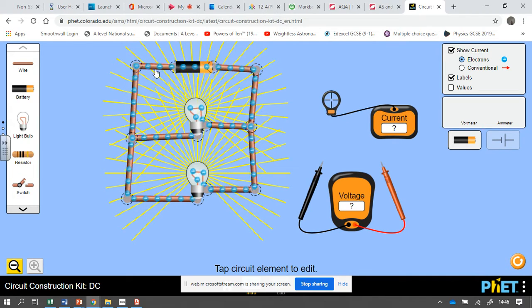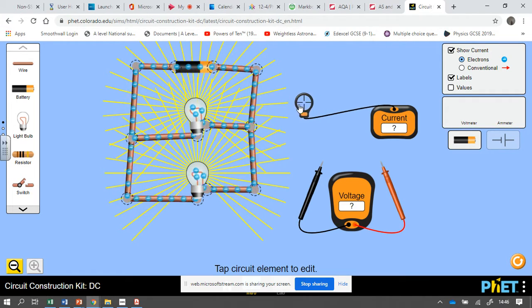Okay, and notice that the current leaves this cell, and when it gets to this point here, it actually has a choice. It can go both ways. So some of the current goes this way, and some goes this way. And if we follow the current all the way back around, what happens here? They rejoin. And so in a parallel circuit, one of the things that happens is that current can split up at a junction. We call that a junction, and it can rejoin at a junction.